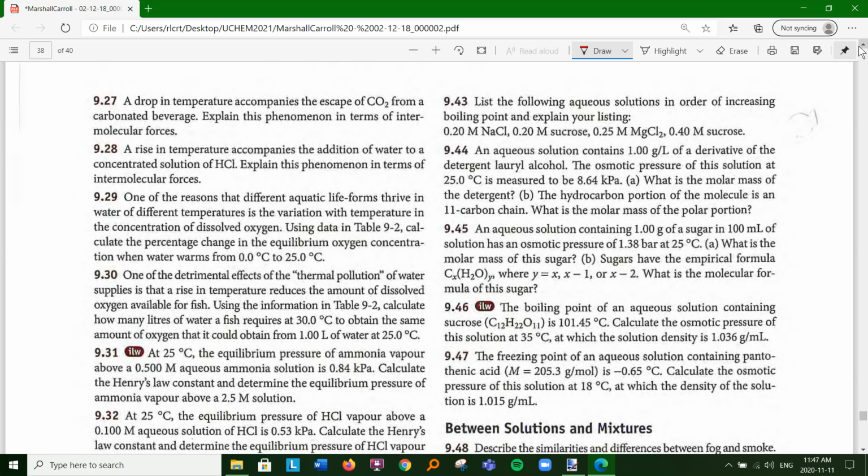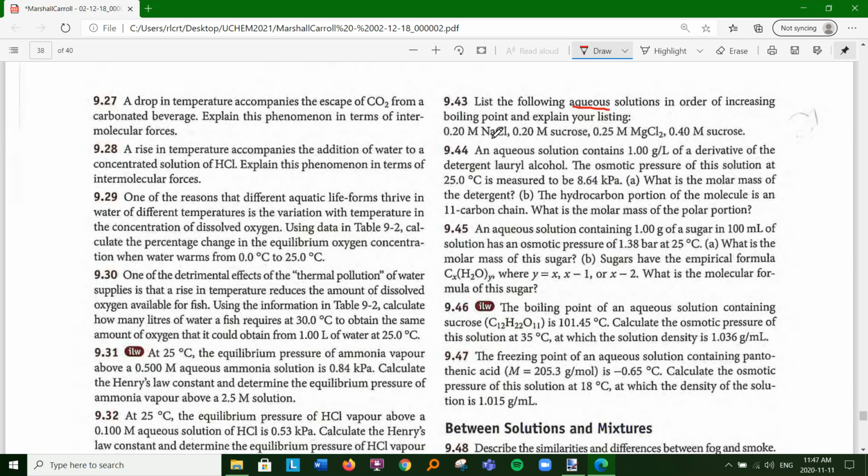9. Okay, so this one we got answers for. Let's see how this works. List the following aqueous solutions in order of increasing boiling point and explain your listing. Okay, so again, aqueous solution.